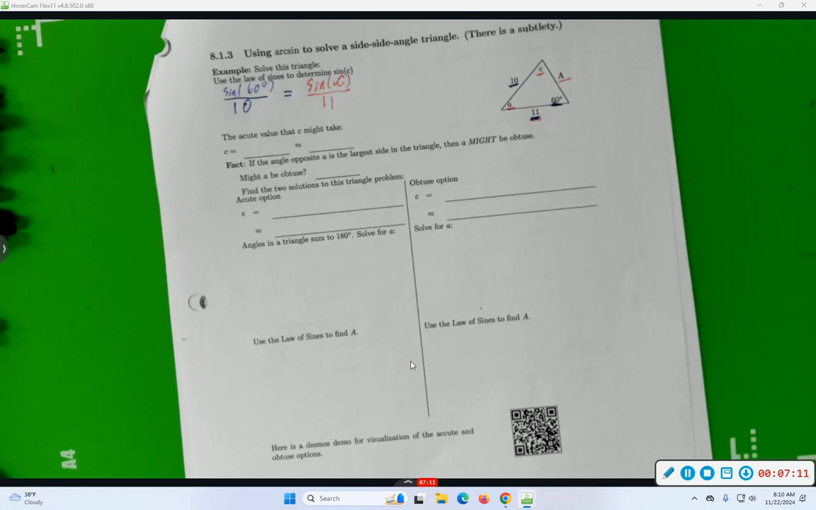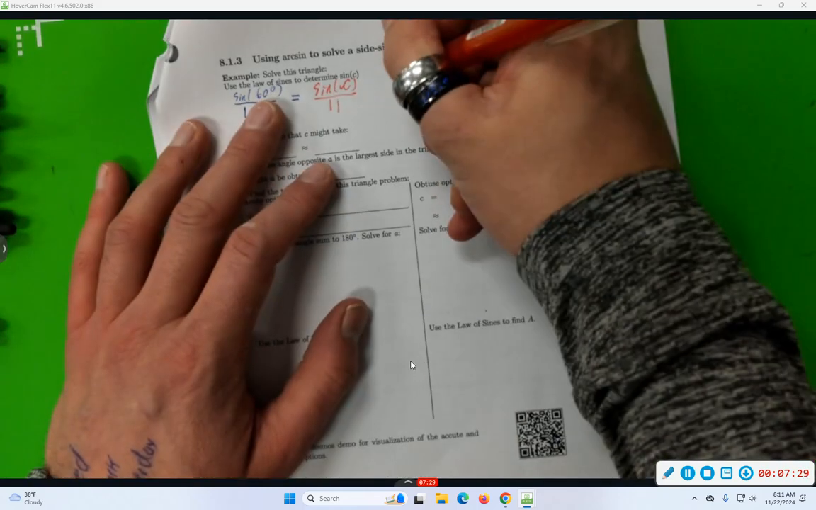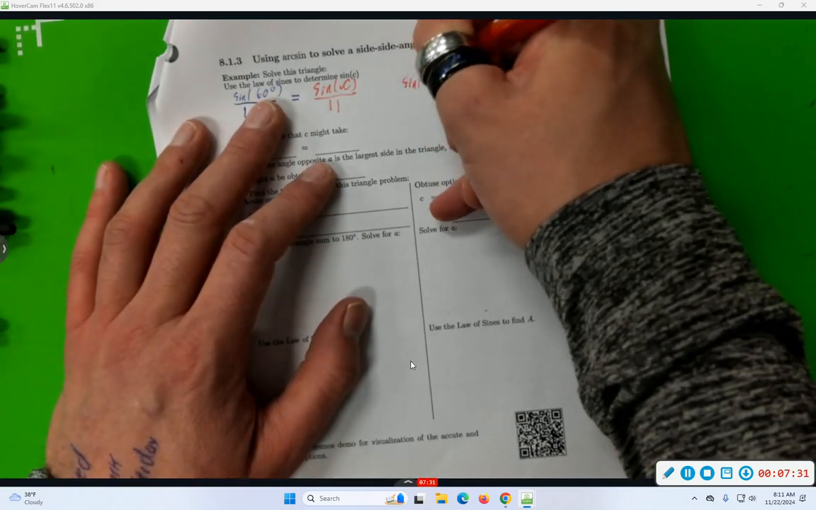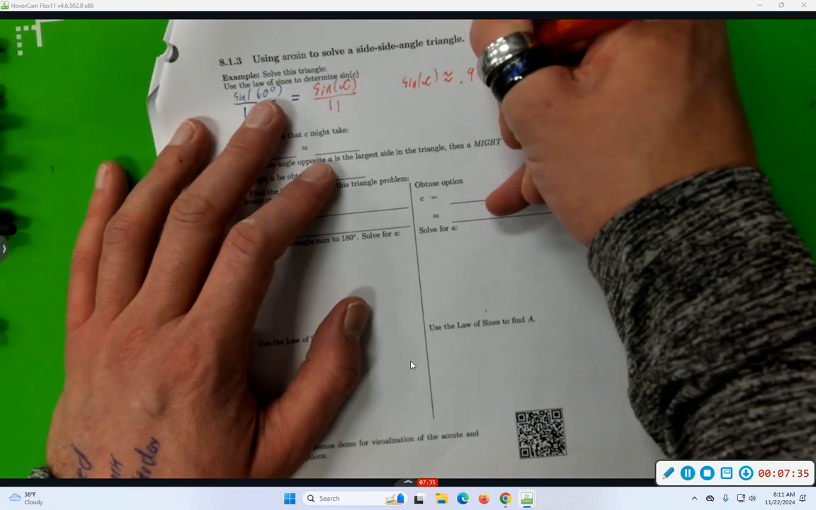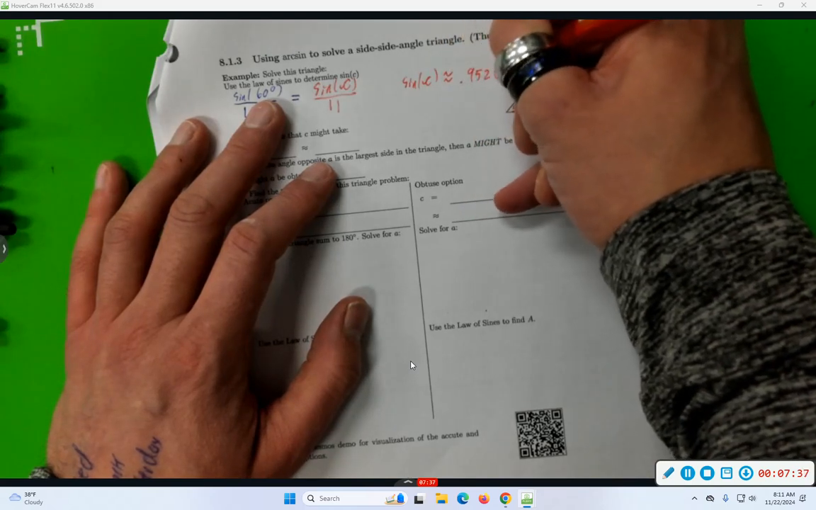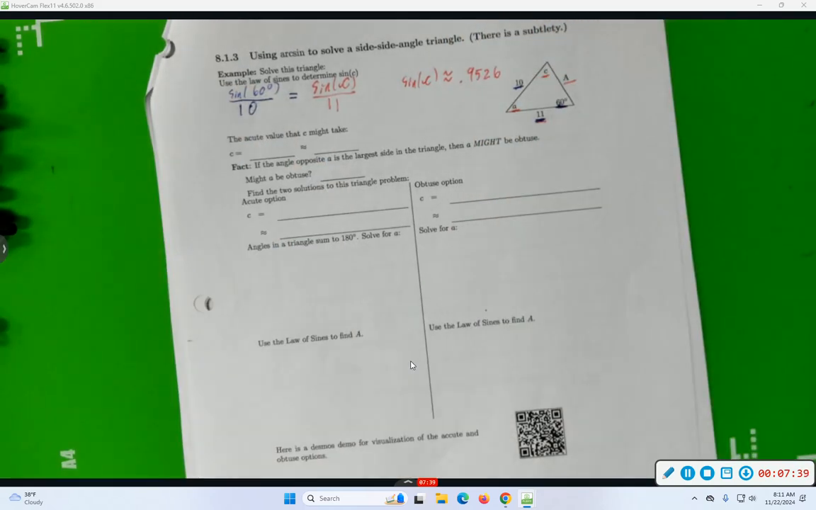And I'll be happy with the exact answer, simplified or not. I'll be reasonably happy with the decimal approximation. I'll want it anyway. It equals about 0.9526. Cool. So I hear sine of C is approximately 0.9526. People agree with that?